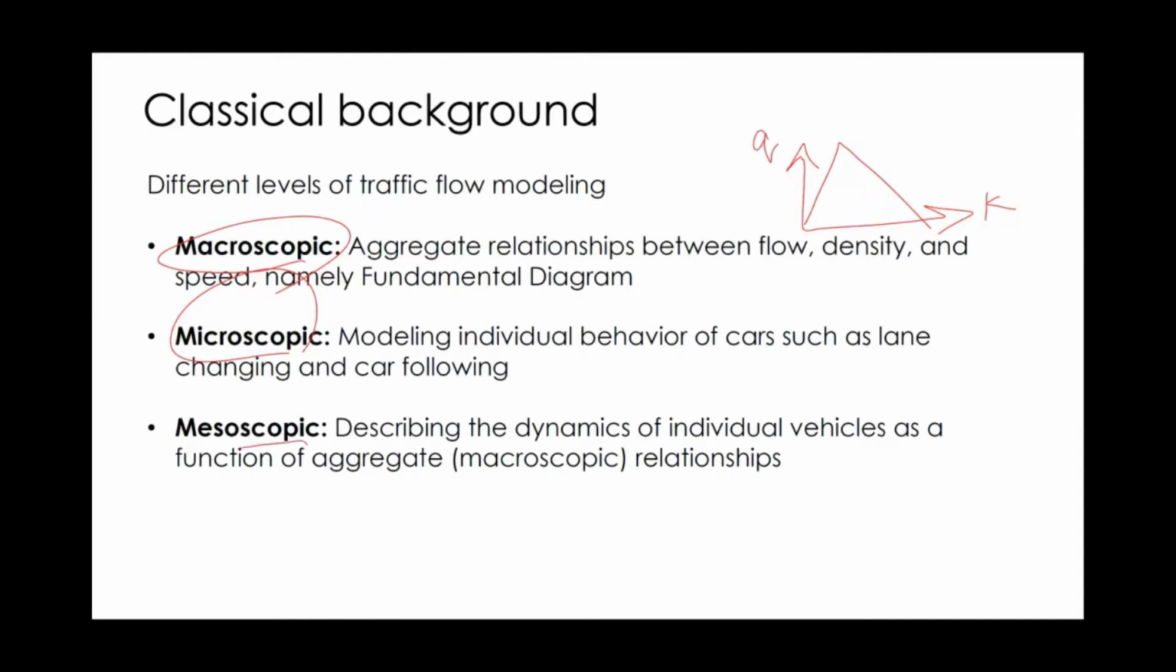There is a level in between macro and micro, which is called mesoscopic. Mesoscopic describes the dynamics of individual vehicles as a function of aggregate relationships. So again, we haven't covered much of mesoscopic in this course, but to give you a bit more of an intro: in mesoscopic models, just like microscopic, we still model and simulate individual cars, but instead of using a car following model, for example, we use a fundamental diagram, or any other aggregate function, to move the cars on links. So that's the difference. That's why we say mesoscopic sits somewhere between macroscopic and microscopic.